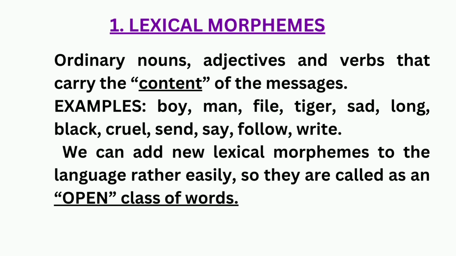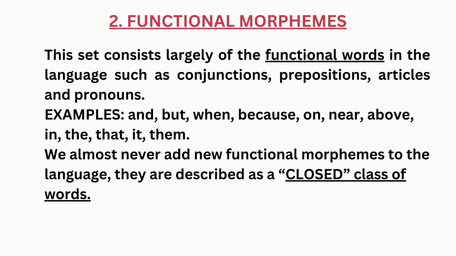But in comparison to that, we have functional morphemes. They are actually the function words, such as conjunctions, prepositions, articles, and pronouns. For example: and, but, when, because, on, near, above. We almost never add new functional morphemes to the language. They are described as a closed class of words.